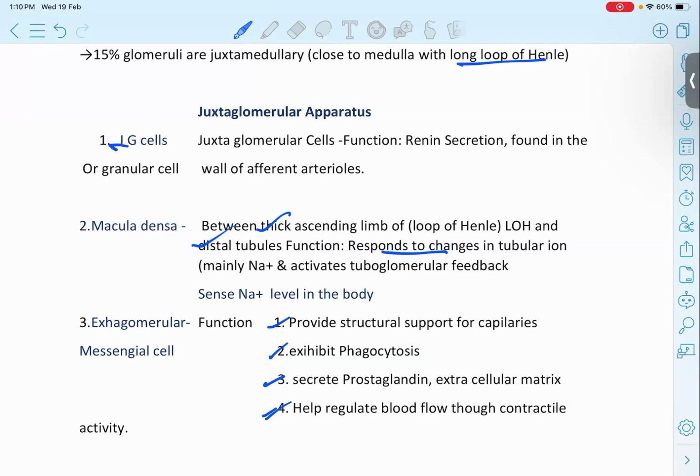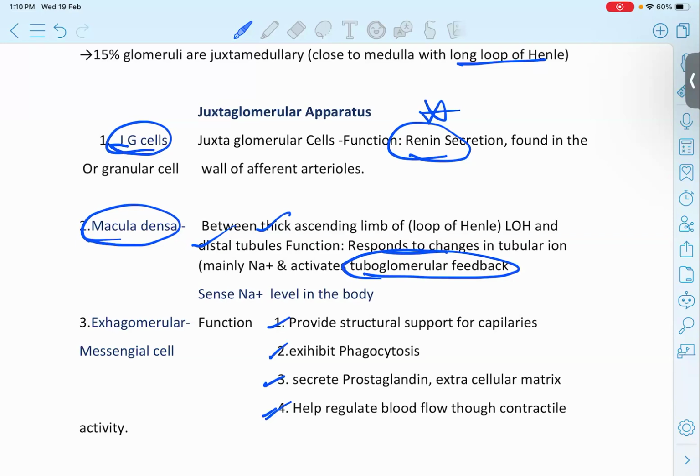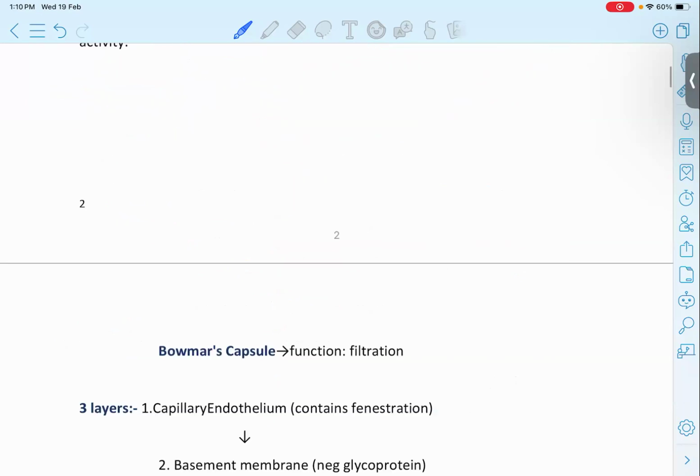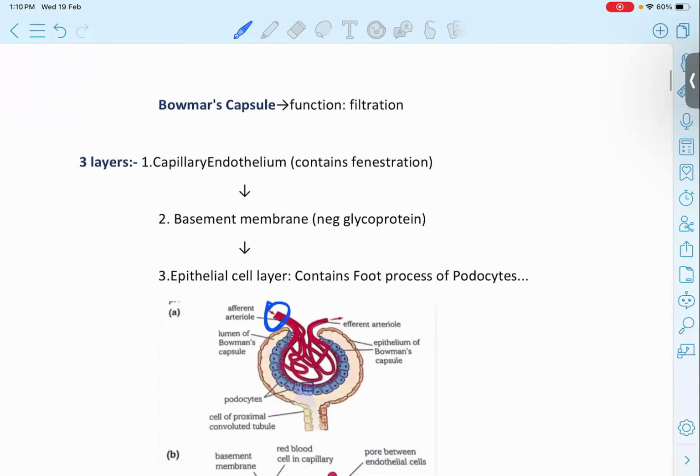But the main cell is the JG cell. Its function is renin secretion. Very, very important to recall. Second main is the macula densa. Its function is tubuloglomerular feedback, or mainly sensing the sodium level in the body. And the extraglomerular mesangial cell is just a supportive cell. So we are done with the juxtaglomerular apparatus.